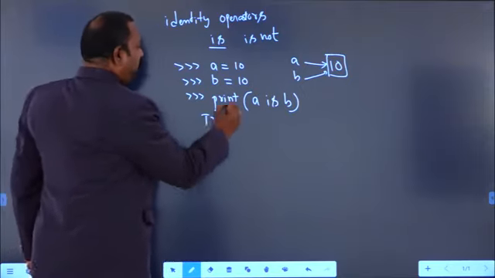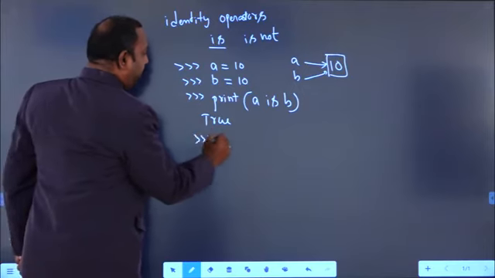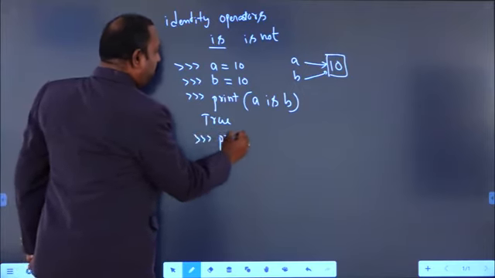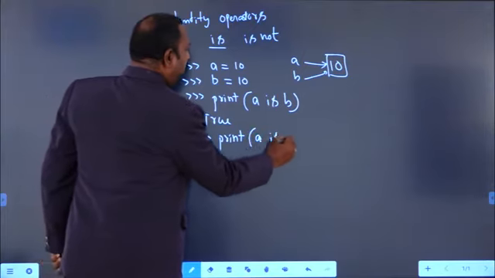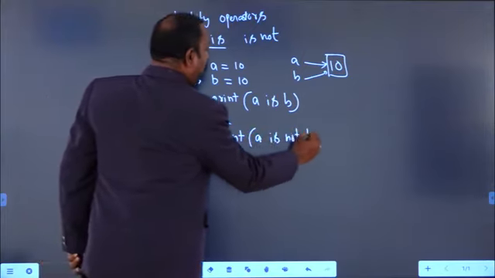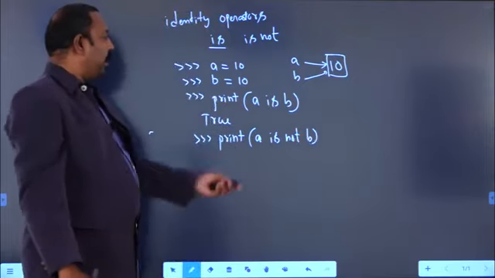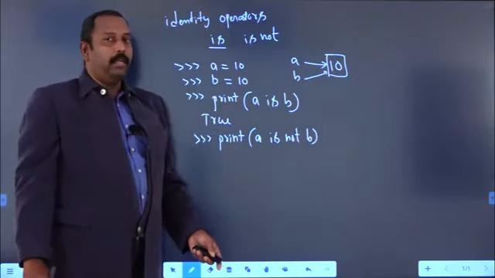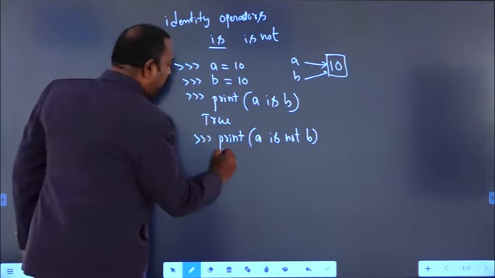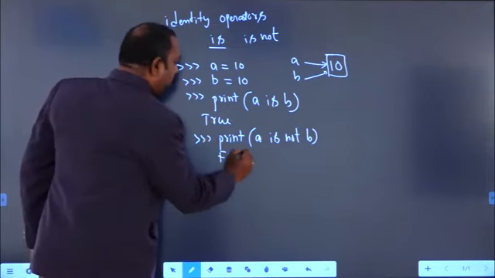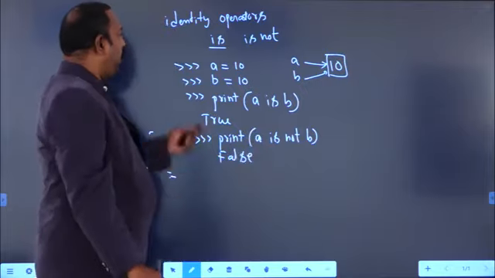Output is true. For example, I have written print A is not B. If both the addresses are not the same, then you will get the output true. But both the addresses are the same, so you will get the output false. This is one example.